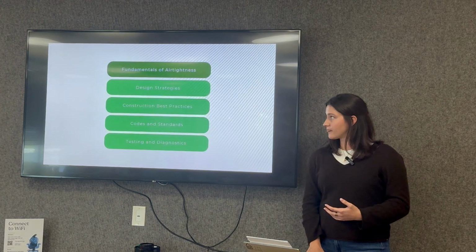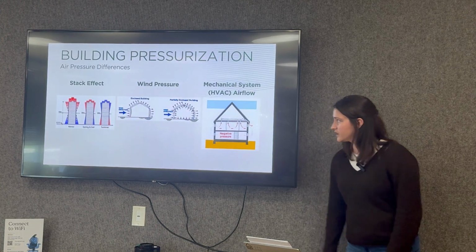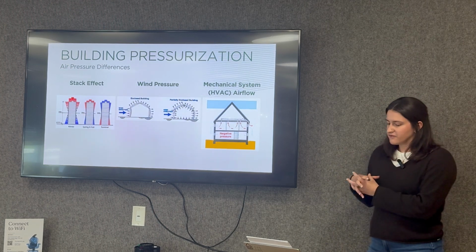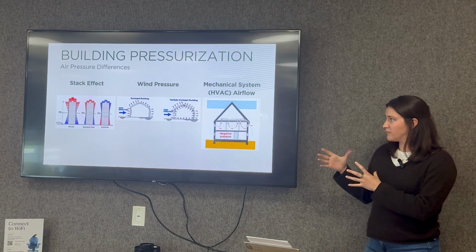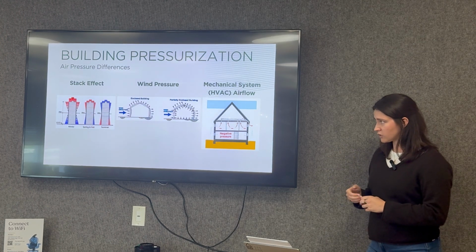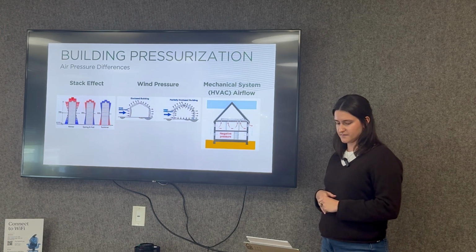So, looking at the fundamentals of airtightness. As buildings exist, they're all inherently pressurized. If you think about the building envelope as the skin of a building, like a bubble, there is some pressure difference between the inside of your bubble and the air outside. In order to not leak extraneous air, we have to design and build our buildings to be airtight.